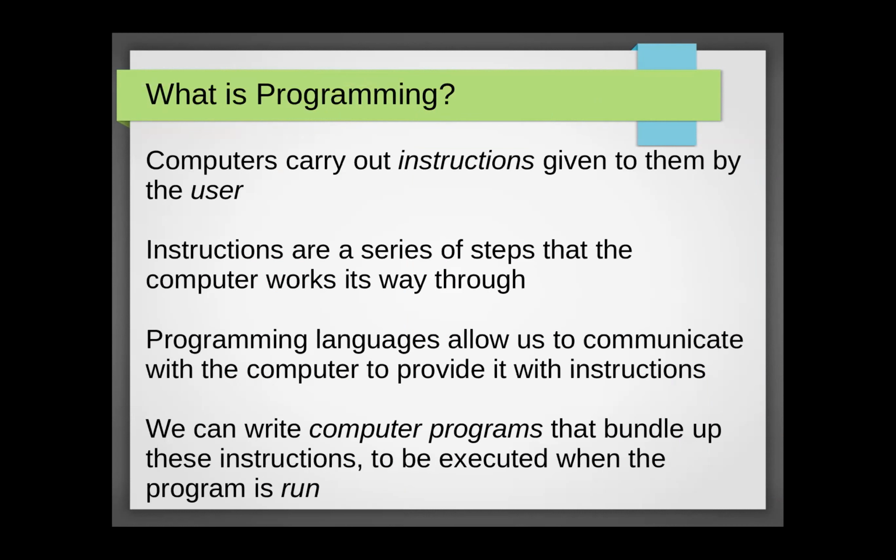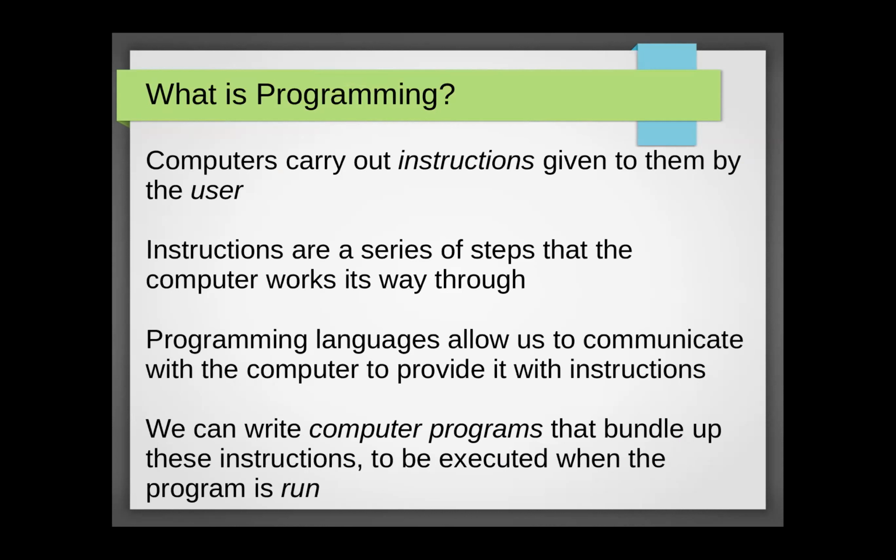Okay, so let's start right back at the basics. What is programming? So computers carry out instructions which are given to them by the user. And that's all a computer does. A computer's rather stupid, essentially. It just waits for a user to tell it what to do. And we do that via instructions. And instructions are basically just a series of steps that the computer is going to work its way through.